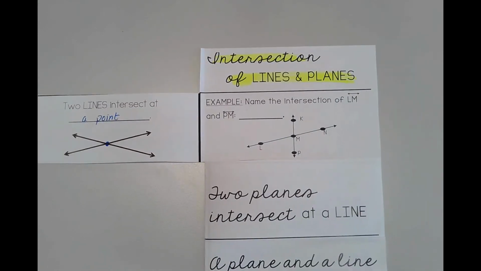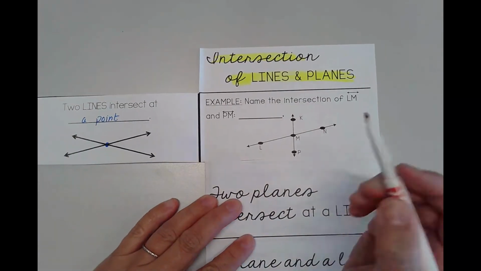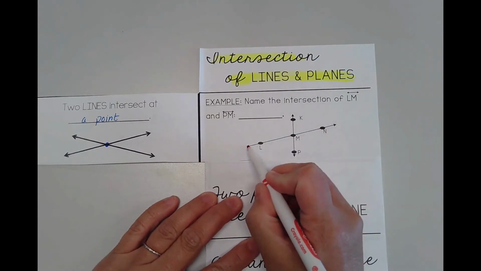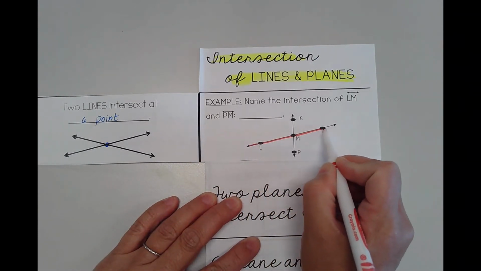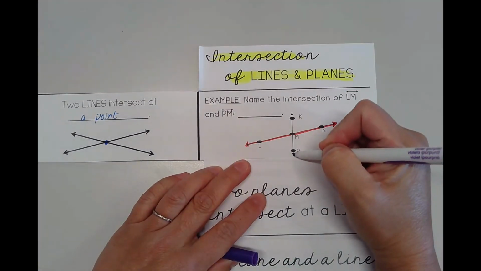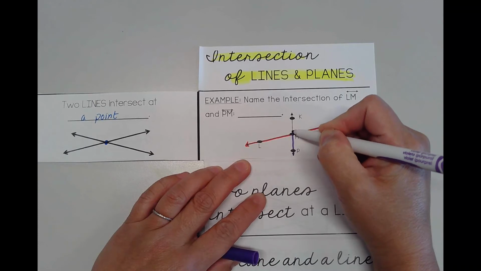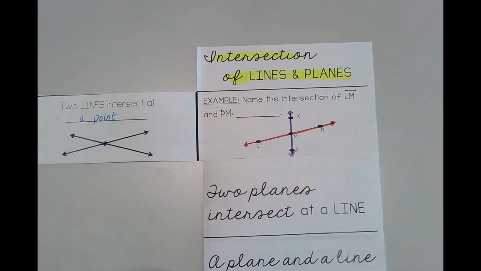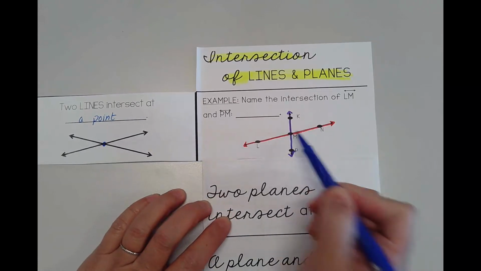So there's a little example over here that I'm going to move to. It says name the intersection of line LM. Notice how I said line because it's got that line symbol above it with the two arrows. So line LM, which is this line, and remember it doesn't stop at M, it just means that it passes through L and it passes through M. And then the other point is line PM. So again, it passes through P, it passes through M, but it goes on forever. So those two lines intersect at, I know it's going to be a point because two lines always intersect at a point, they're going to intersect at point M.